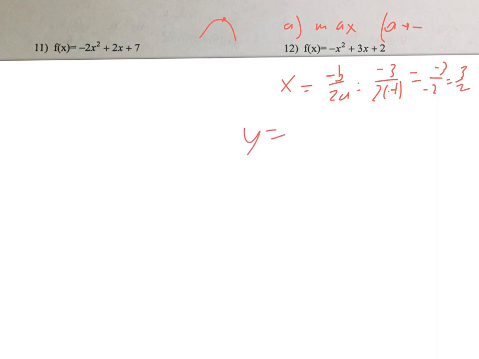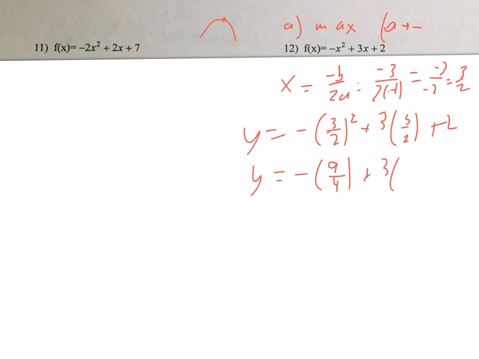Now for my y value, I do need to plug that in for all the x's. And then we will do our PEMDAS. So I'm going to do the exponents first. So squaring the fraction is going to turn it into 9 over 4. For squaring a fraction, you just square the top and square the bottom. And now I'm going to do my multiplication. So this will become negative 9 over 4.